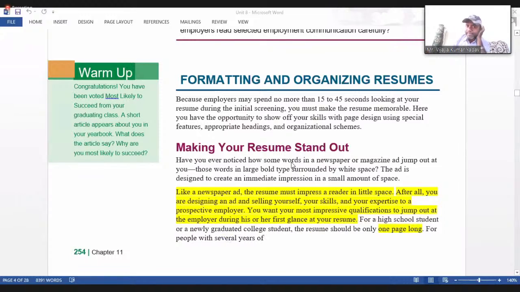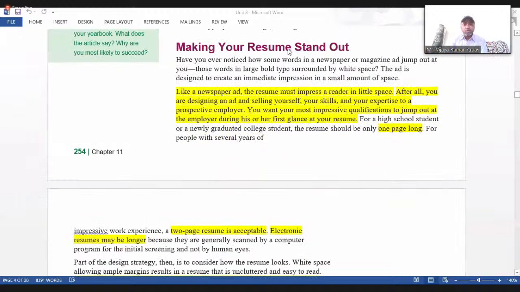Now, formatting and organizing a resume. How to write a resume in a good format, and how to put the things in proper order in a resume. So, making your resume stand out. You should try your best to make your resume stand out. Stand out means unique. You should make your resume unique. If it is unique, only then there is a high chance of being selected.